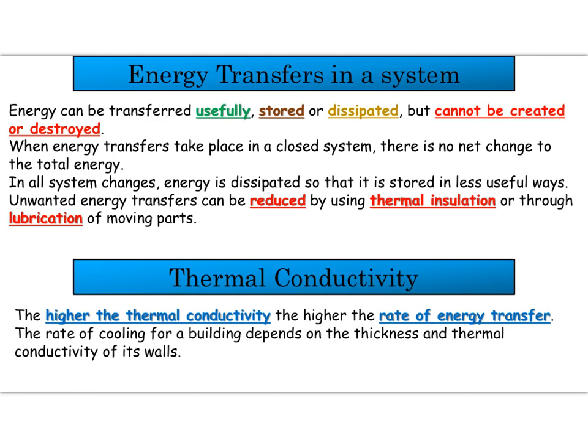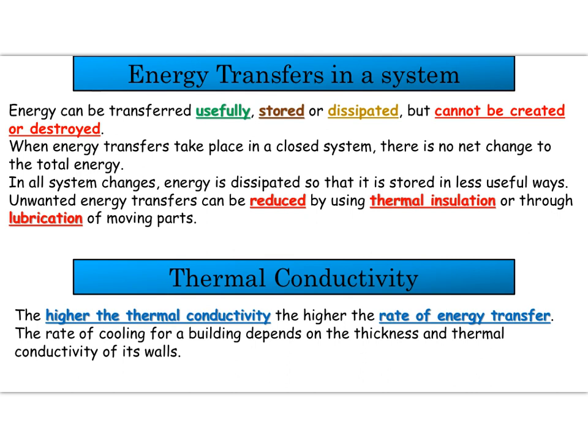As we move on to look at energy transfer in a system, energy can be transferred usefully, stored or dissipated, but cannot be created or destroyed. That concept is often known as the conservation of energy. You also need to be aware that when energy transfers take place in a closed system, there is no net change to total energy. So the amount of energy before is equal to the amount of energy afterwards. You should also be aware that in all system changes, energy is dissipated to the surroundings, which basically means it spreads out to the surroundings, so that it's stored in less useful ways.